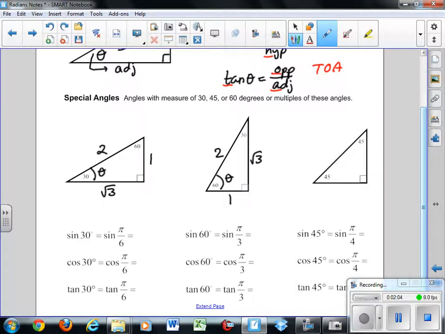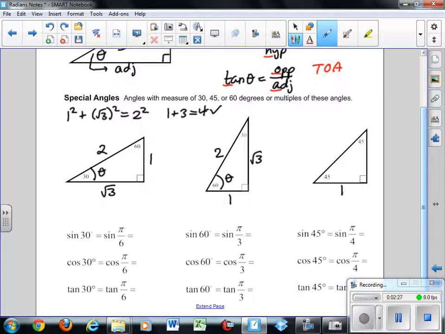Now make sure that you don't mix these up. These are the ones that people tend to mix up the most. Remember that 1 squared plus the square root of 3 squared has to equal 2 squared, which it does. 1 plus 3 is equal to 4. Check. So if for some reason you get that mixed up, then your Pythagorean theorem won't work. So that's a good check if you're not sure.